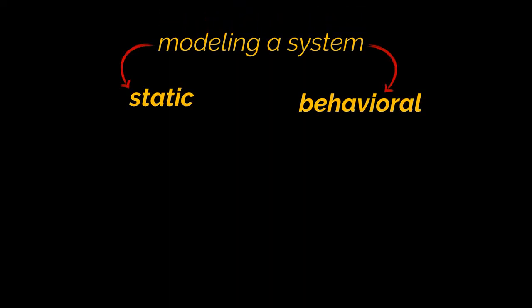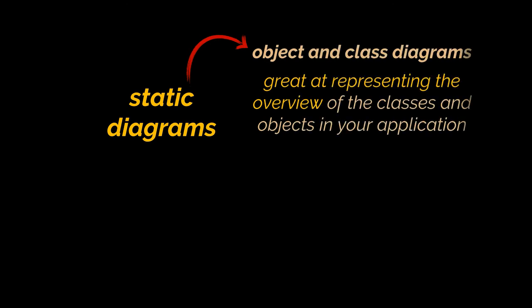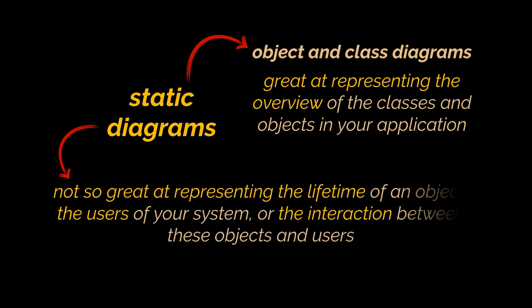To model a system, there are two main aspects that you should take into consideration: the static and the behavioral aspect. The object and class diagrams we previously covered are considered structural or static diagrams. They are great at representing the overview of the classes and objects in your application and seeing inheritance and composition. However, they are not so great at representing the lifetime of an object, the users of your system, or how these objects and users interact with each other and maybe with third-party applications.